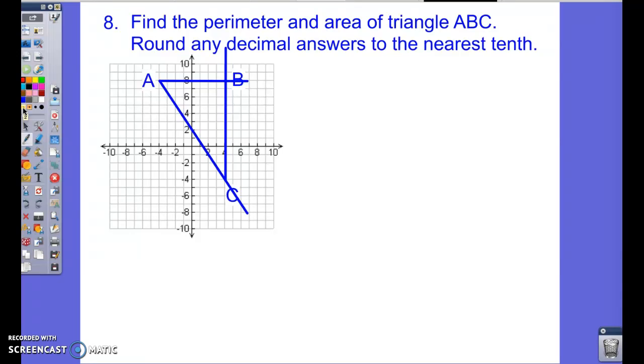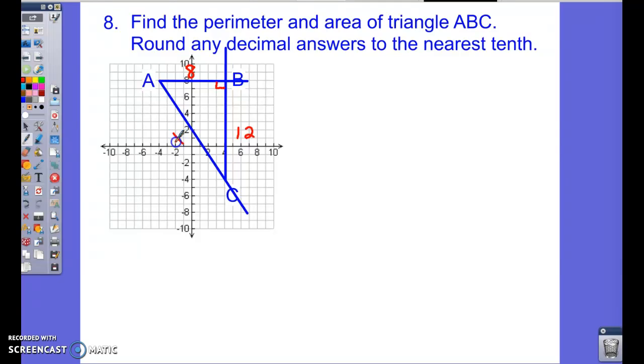If you take a look, we have a right triangle here with a horizontal line going from A to B and a vertical line going from B to C. So I'm going to indicate that we do have this right triangle. And since we have a right triangle and we're talking about perimeter, we need to use the Pythagorean theorem to find some side lengths. The horizontal side has a length of 8 units, just simply counting from A to B. And from point B to C, that would have a length of 12 units.